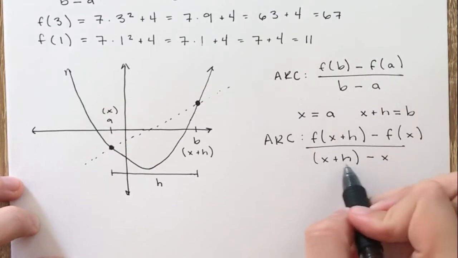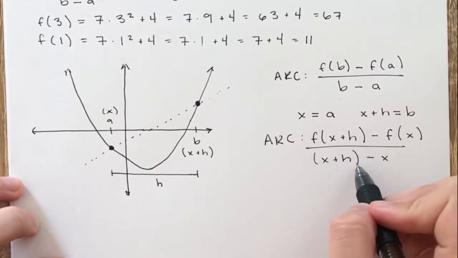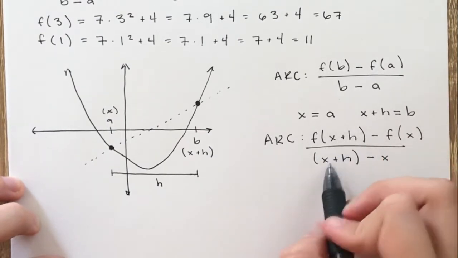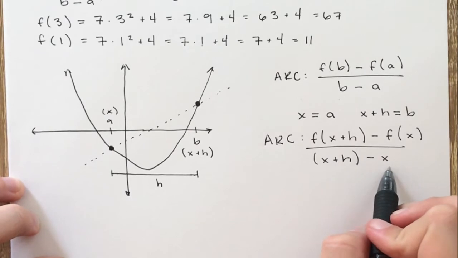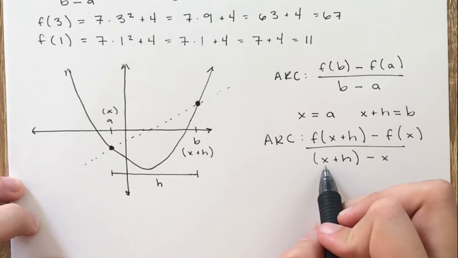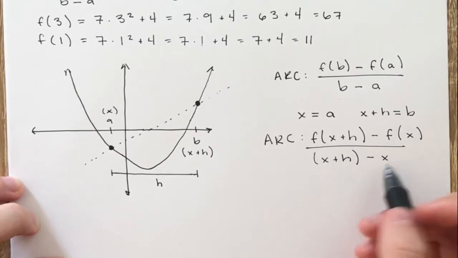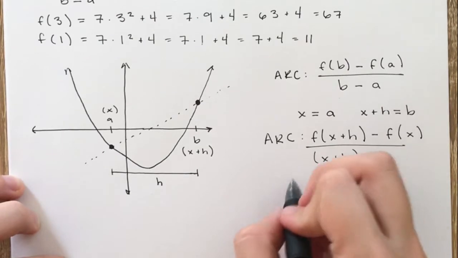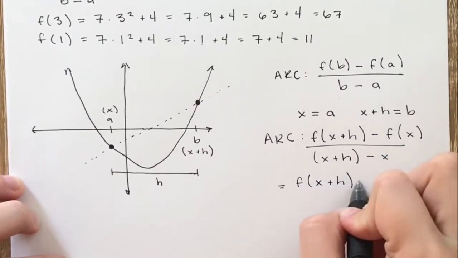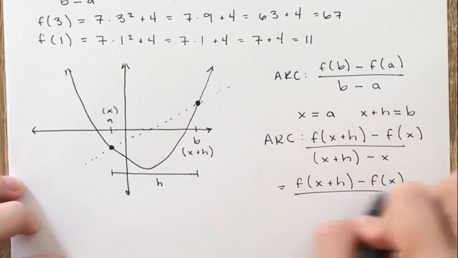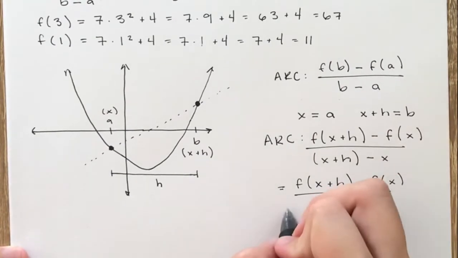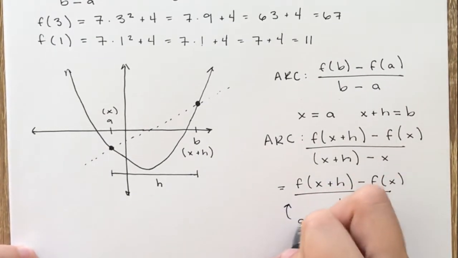These parentheses aren't doing too much because these are just added to each other. So we can take the parentheses out. If we take the parentheses out, we're just left with x plus h minus x. So we have a positive and a negative x, right? If we subtract something from itself, it just becomes 0, so we're just left with h. So this is equal to f of x plus h minus f of x over h. This is what we're going to call the difference quotient.